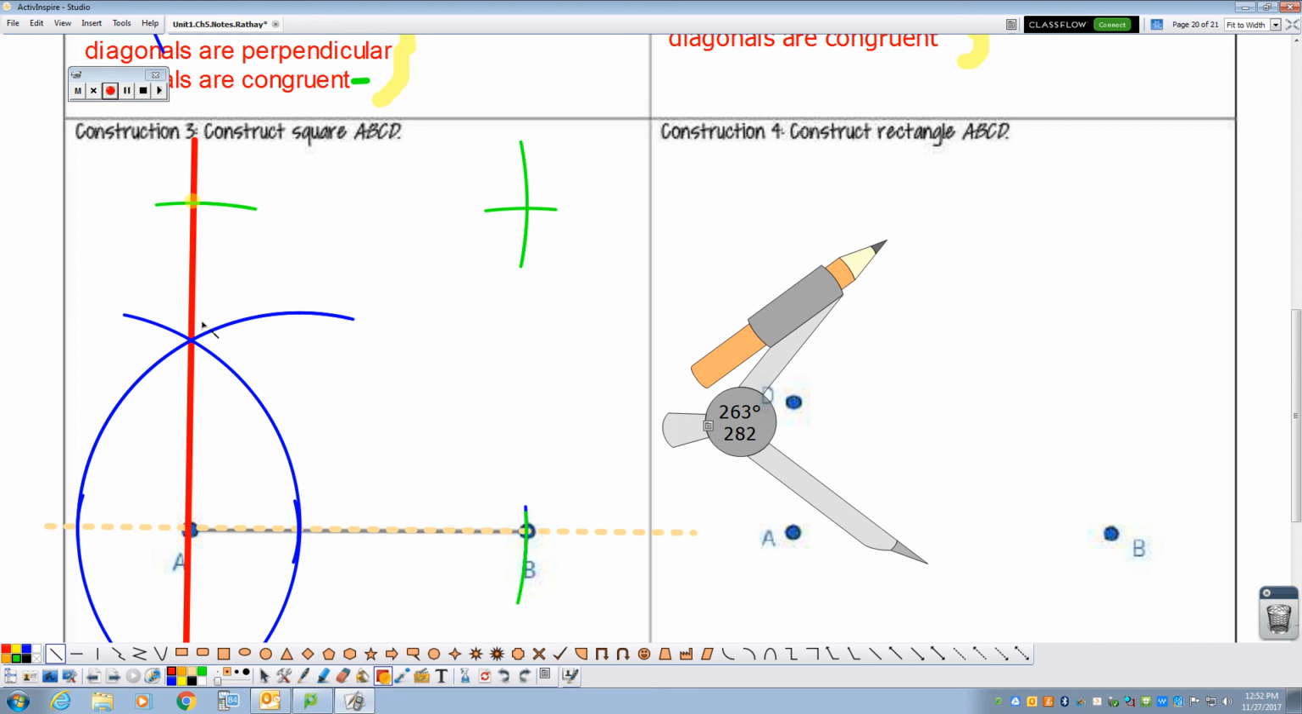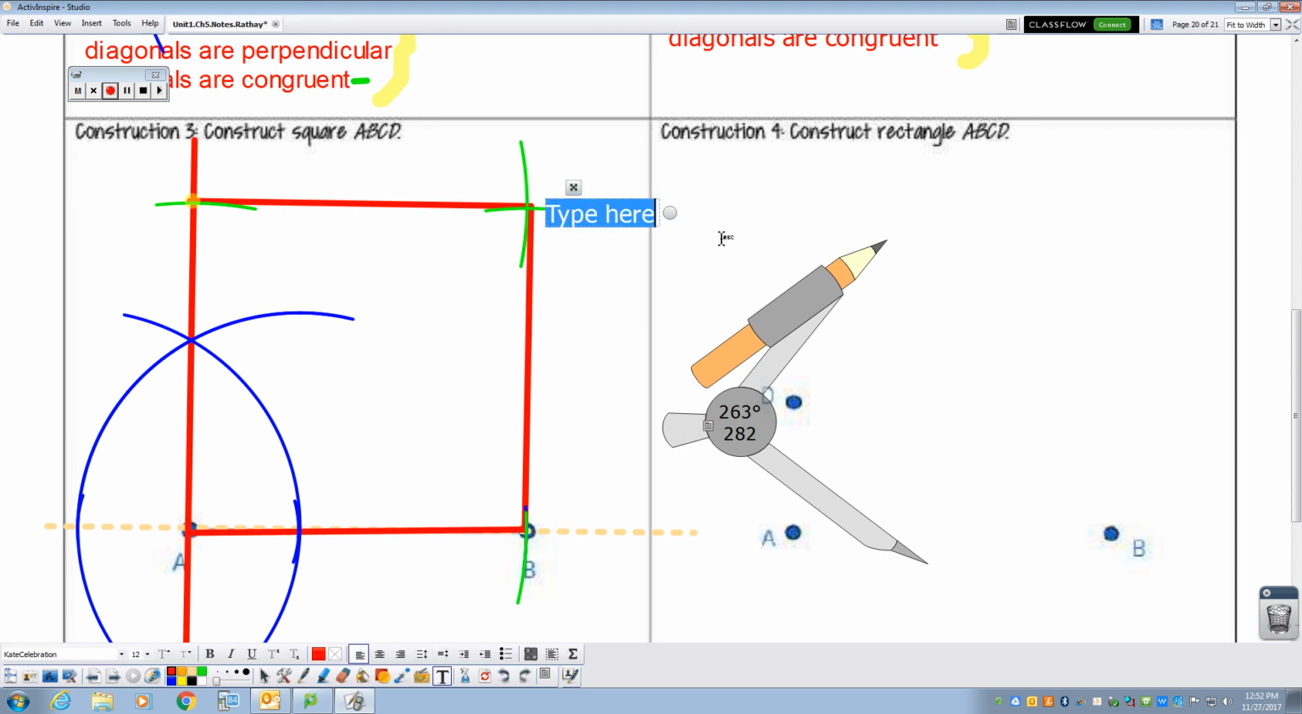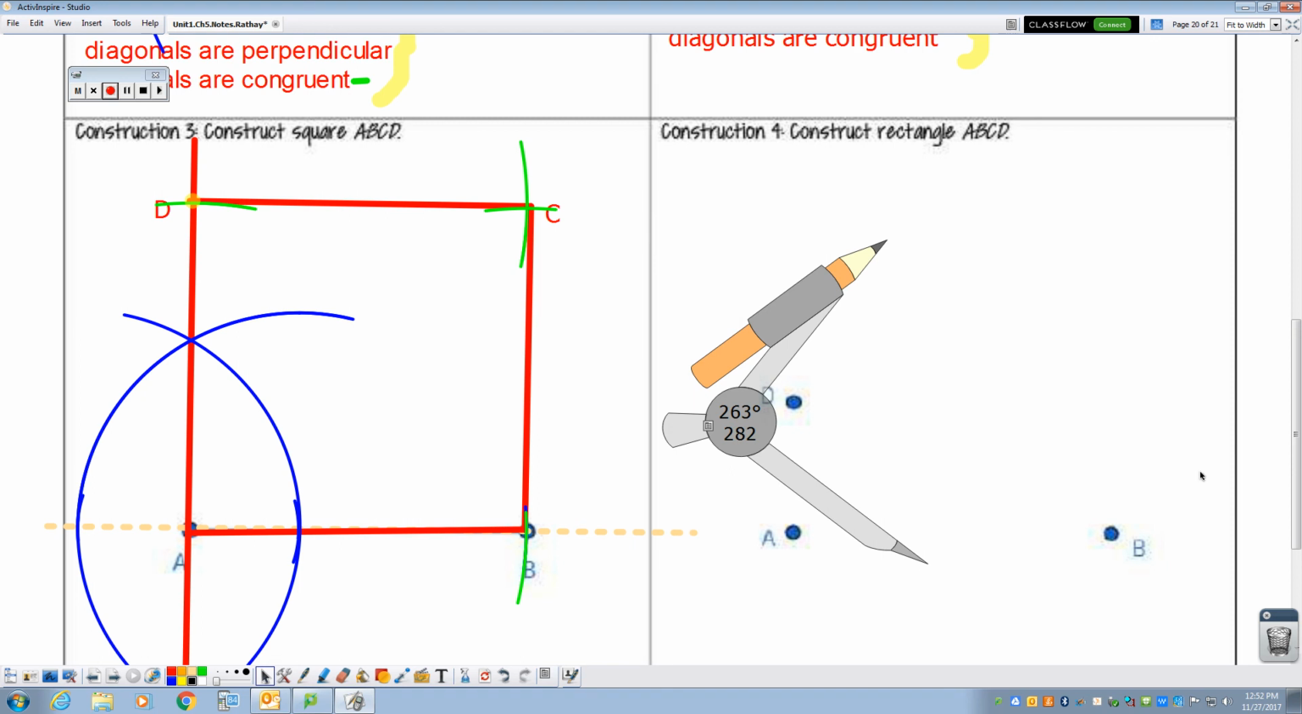Switch to red. And I have square ABCD. Now I'm not looking at full credit right now because I didn't label it ABCD. So that's point C, that's point D, and now I have square ABCD.